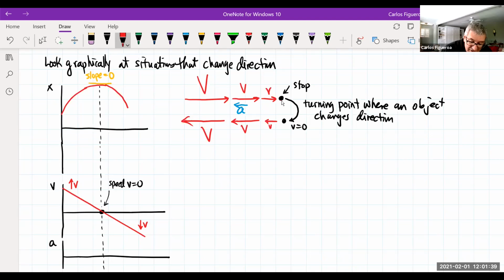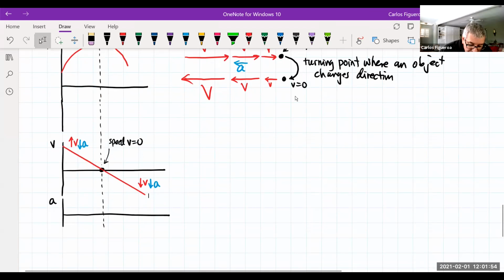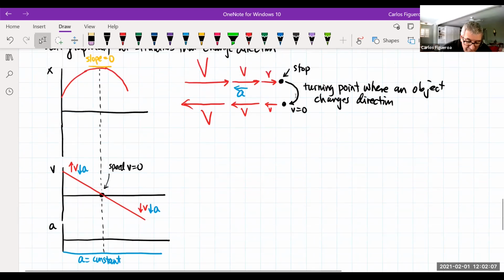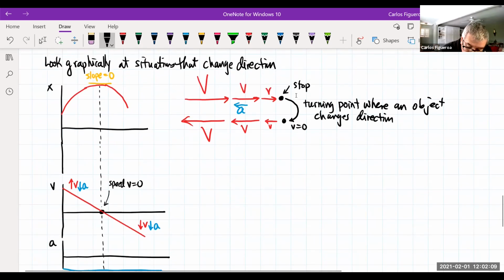But in each of these situations, the acceleration down here must be opposite, whereas the acceleration here is positive. So look at the acceleration. It's pointing the same direction. It's always negative. So you could see that the acceleration is a constant, but it's negative. So there are a couple of important points here.